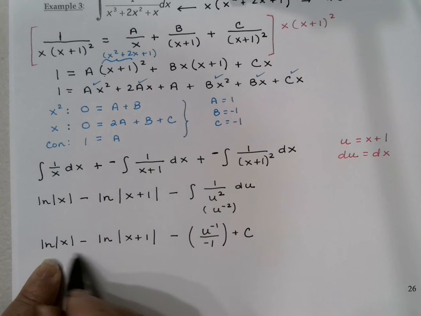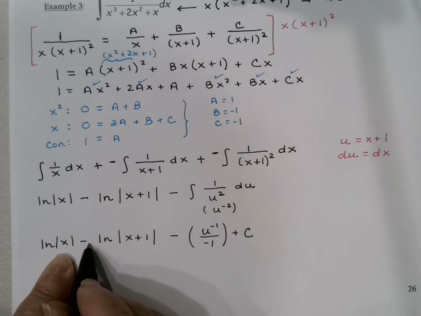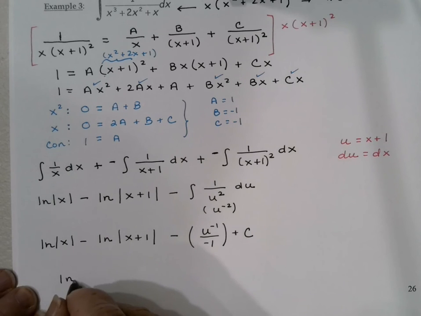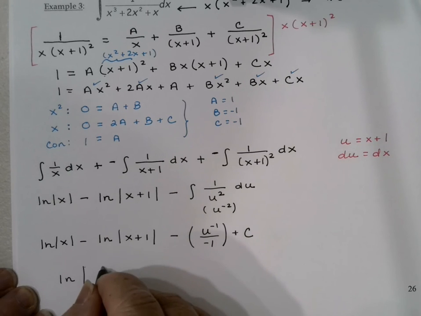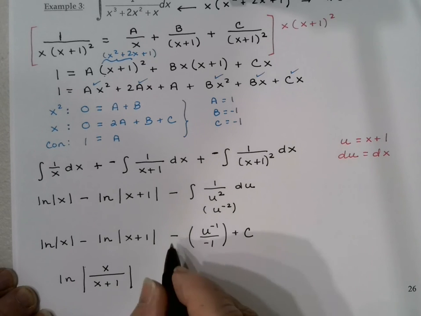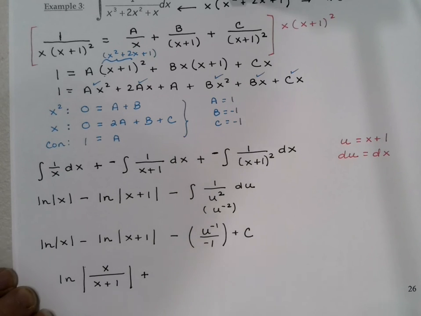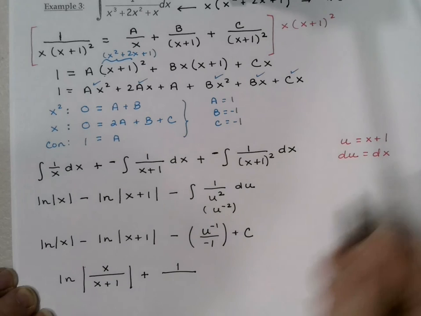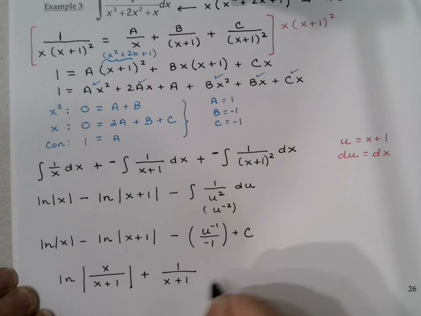And I'm going to go ahead and combine those. Because it's subtraction, that would be the quotient rule for logs. So that I'd have the log of x over x plus 1. Minus a negative is plus. U to the negative 1 is 1 over u. And the u is x plus 1. Plus C.